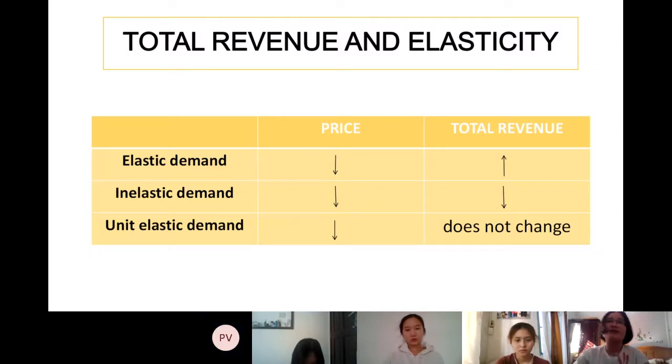I will give you an example: when we sell insulin cheaper, but we only sell to the same crowd of diabetics, they only buy the amount that they need, so we are just selling it to these diabetics at a cheaper price. That will make us lose money. About unit elastic demand, when the price decreases, the total revenue does not change.